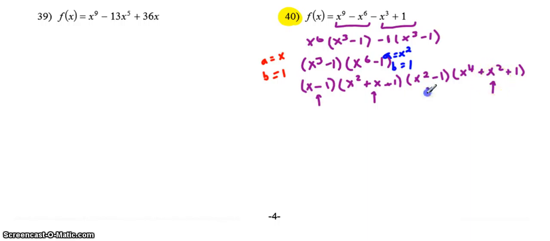But what about this factor right here? Well, that's x squared minus 1. Hey, that is a difference of two squares now. Not cubes, but squares. And in that case, my a is going to be x and my b is going to be 1. So if I were to factor that, I would get x plus 1 and x minus 1. All the other factors can be brought right down because, again, they are no longer factorable.